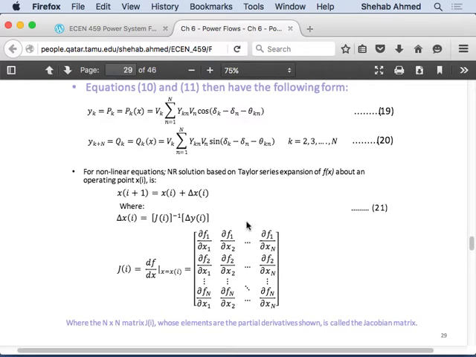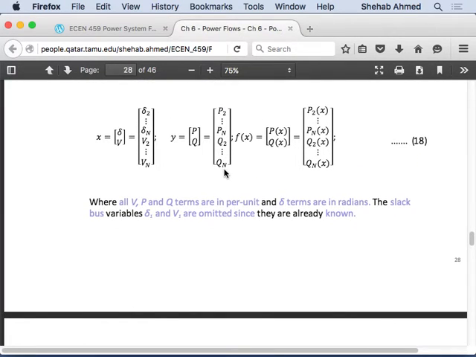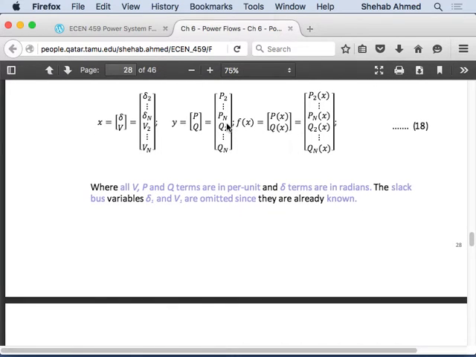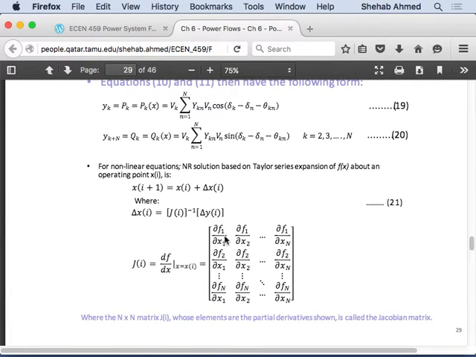The Jacobian matrix is a matrix of differentials, differentiating each element of your y vector. My y vector is composed of these real powers and reactive powers. So the partial differentiation of my real powers, which are the f of x's available in the y vector. So these are my functions that I have, and I differentiate the real powers and reactive powers.